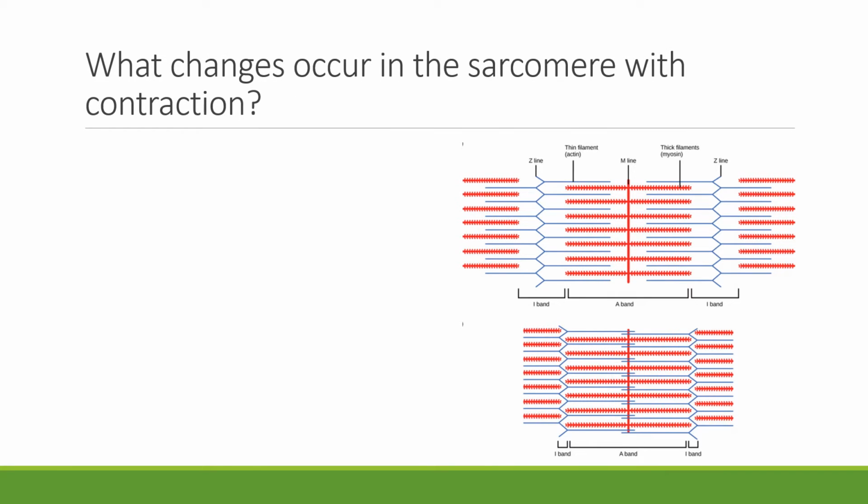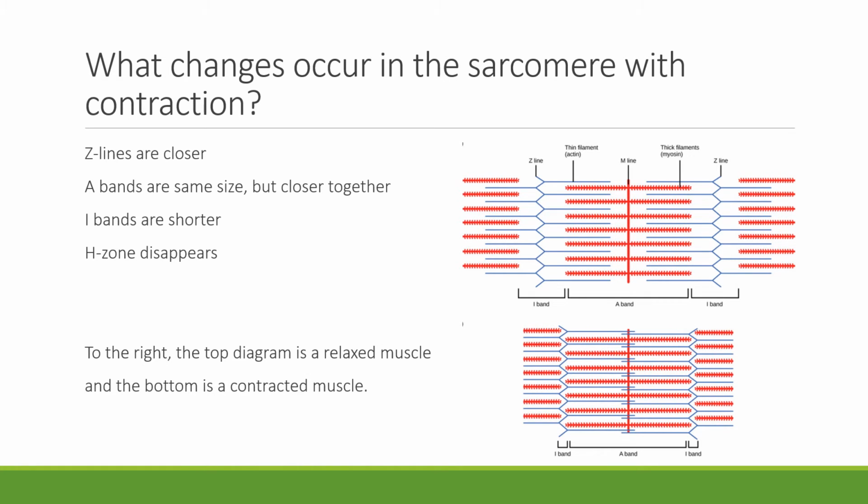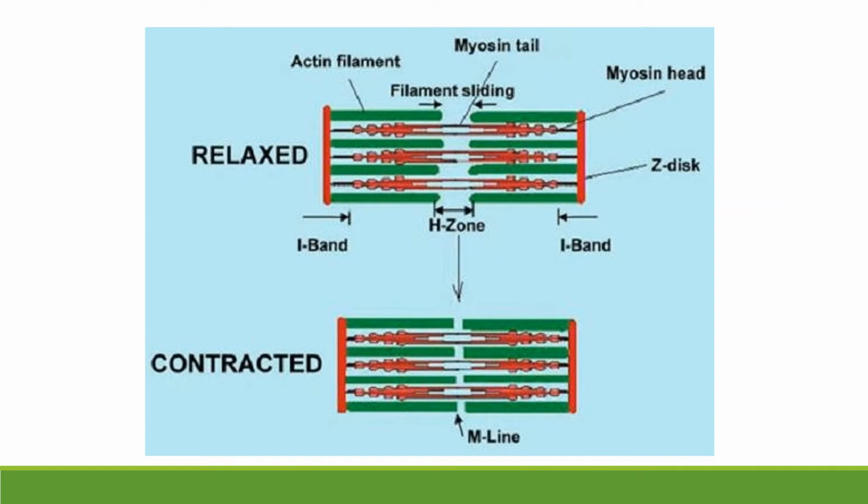What changes occur in the sarcomere with contraction? The Z lines are closer together. The A bands are the same size, but they're closer together. The I bands are shorter, and the H zone disappears. To the right, the top diagram is a relaxed muscle and the bottom is a contracted muscle. Be sure that you can see each of these differences between the top and bottom illustrations. Here's another diagram showing you again the difference between relaxation and contraction.